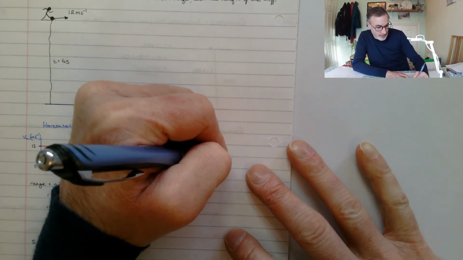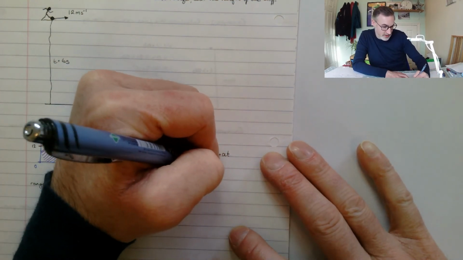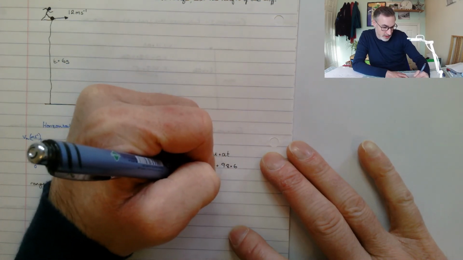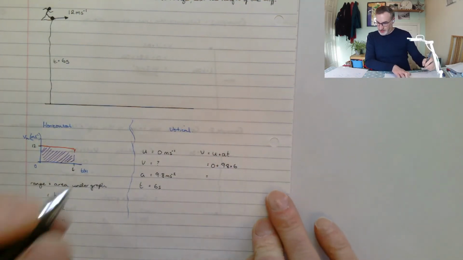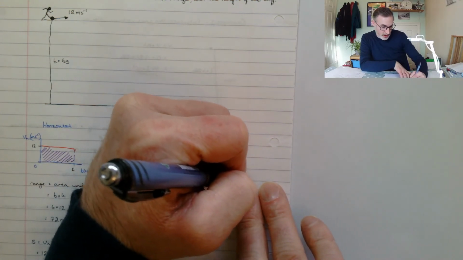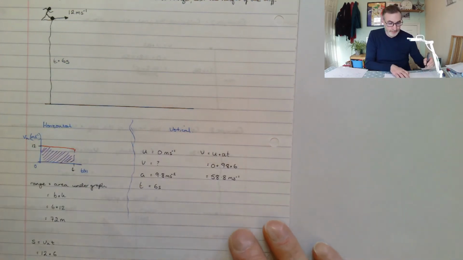V is equal to U plus AT. We're going to have 0 plus 9.8 times 6, and that is going to give us 58.8 meters per second.